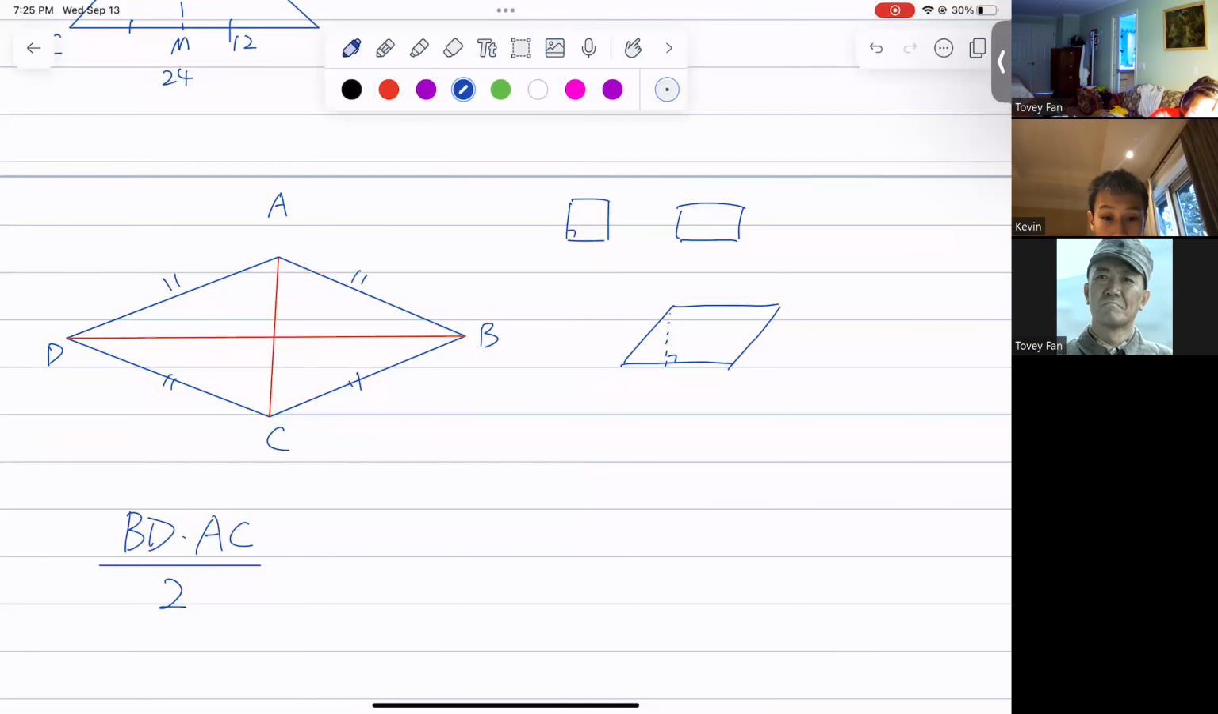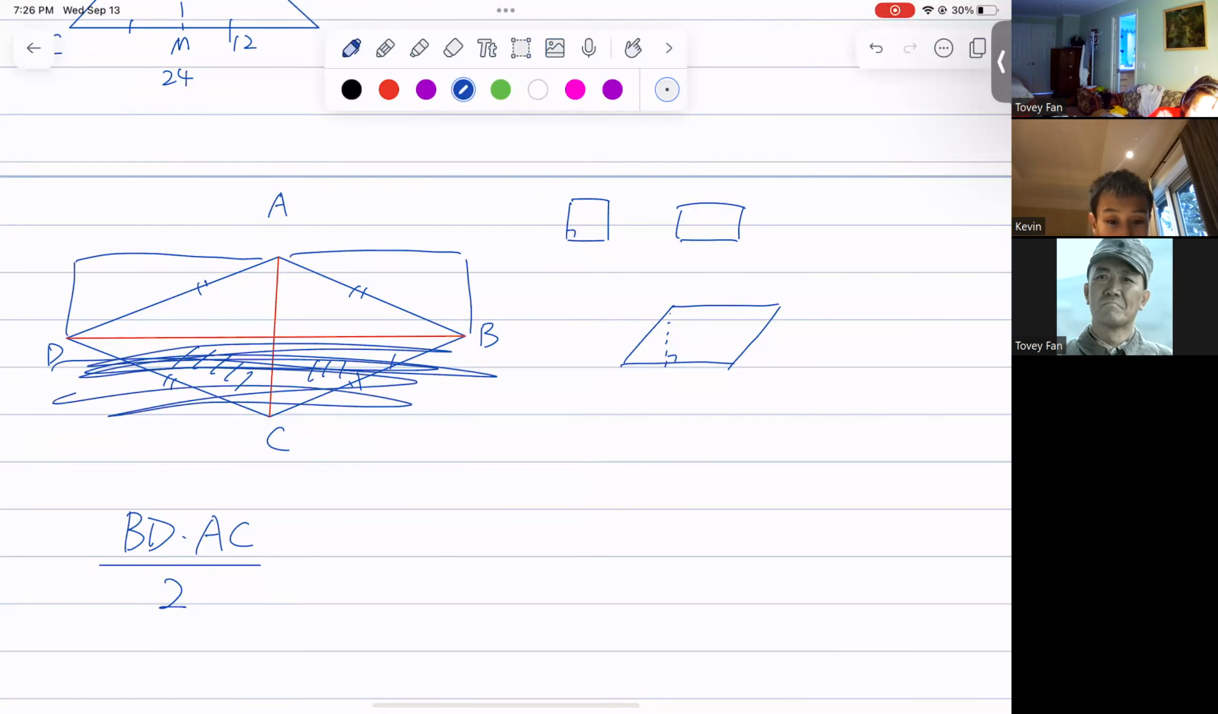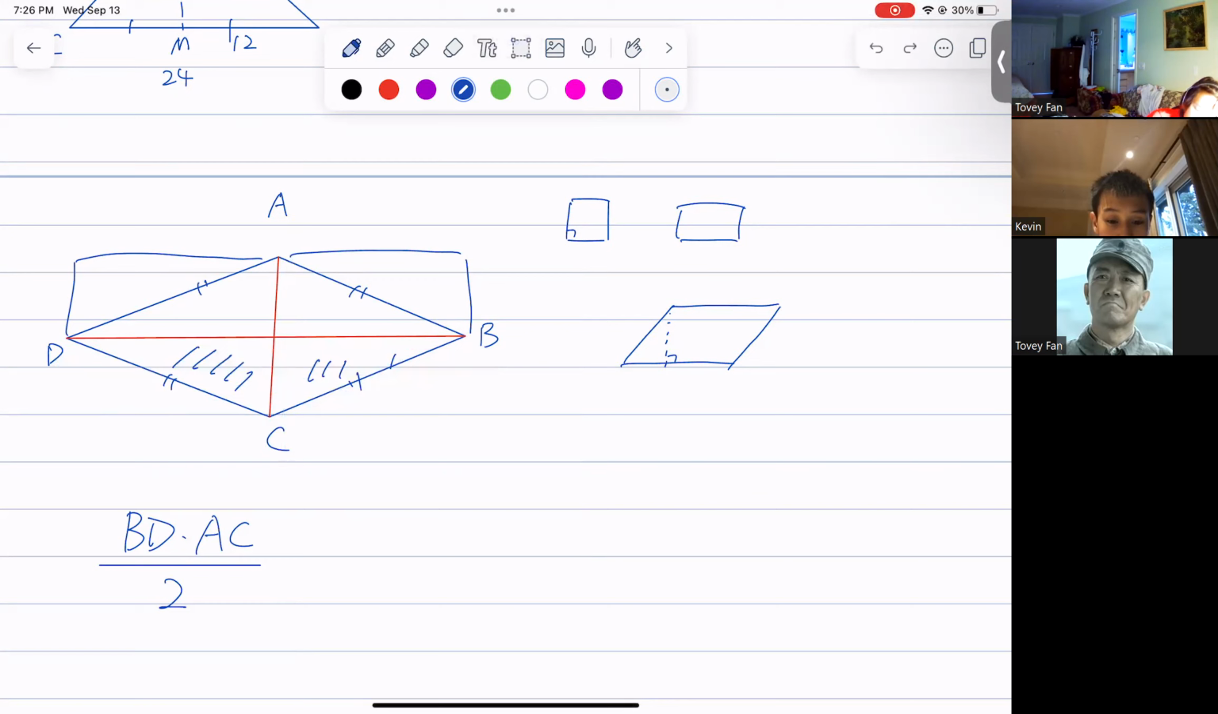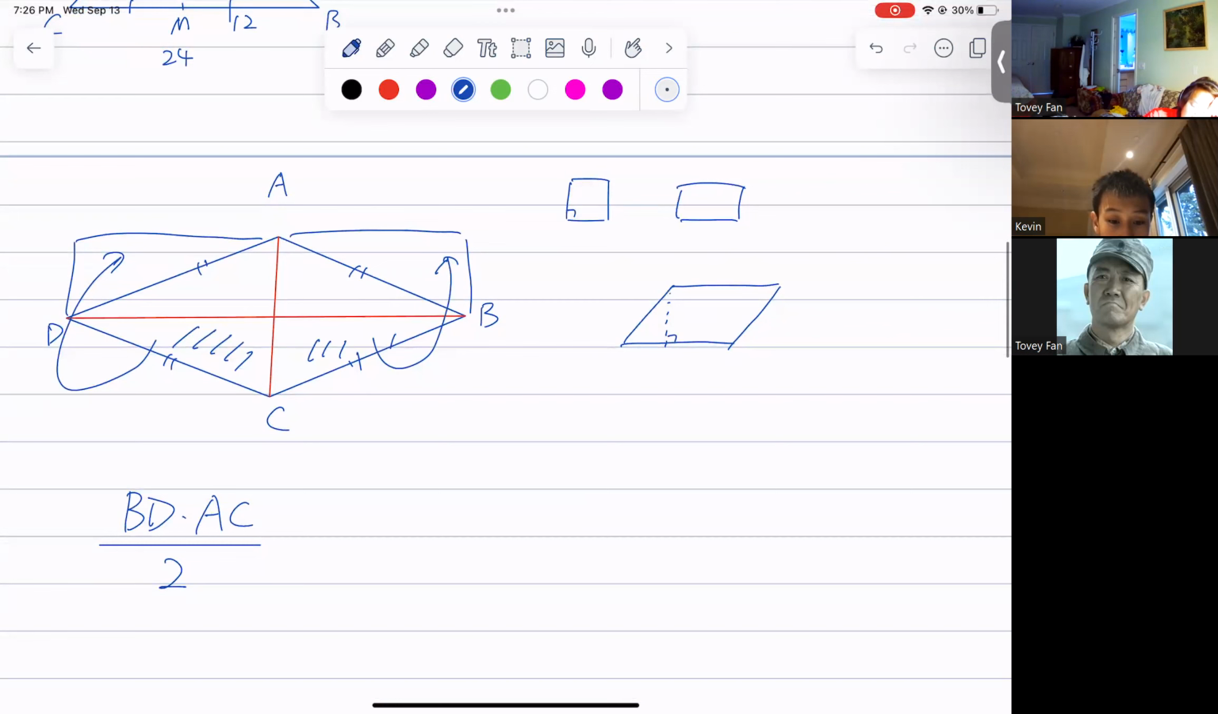The reason why is actually pretty simple. There are many ways to get this, but the easiest way is that you change this triangle, put it over here. See? So that means you basically have a rectangle. For this rectangle, the length is BD. The width is just half of AC. BD times AC divided by 2. But there are many other ways to get the same formula. I don't want to delve into detail. Just remember this, okay?